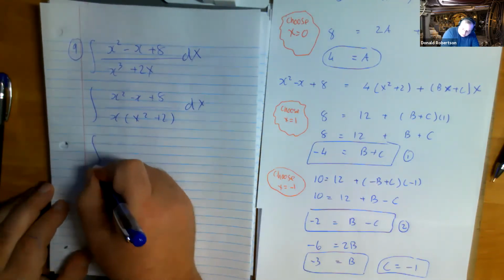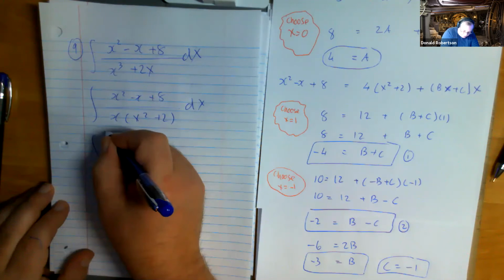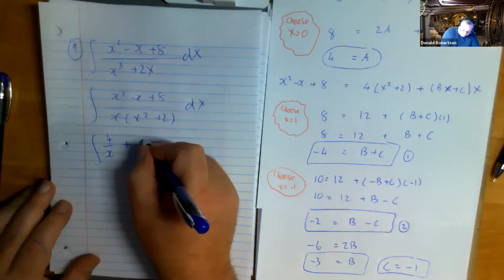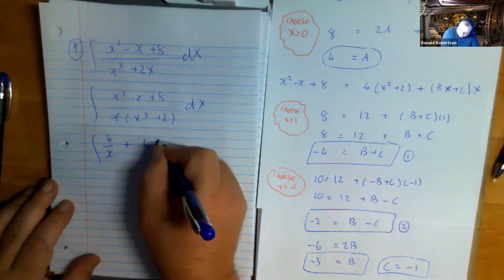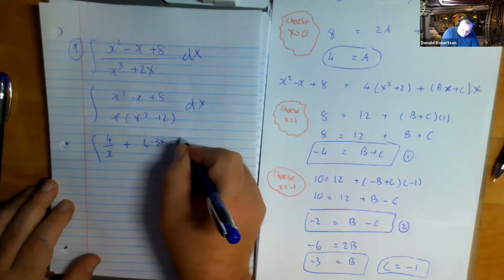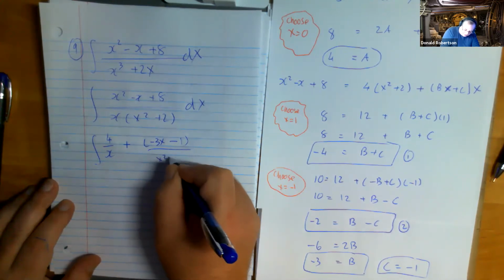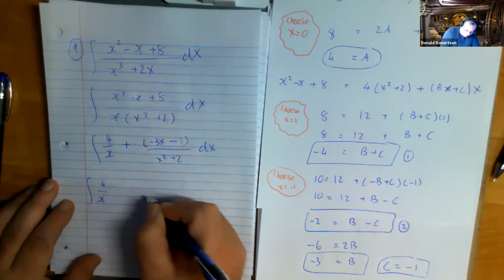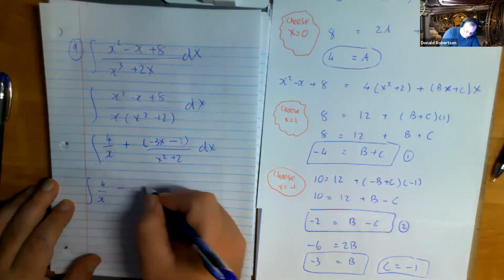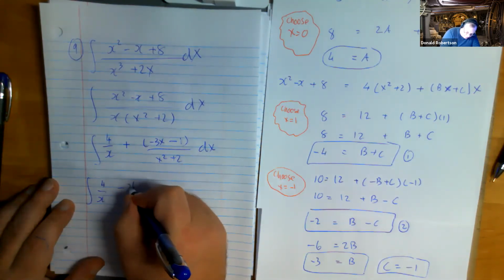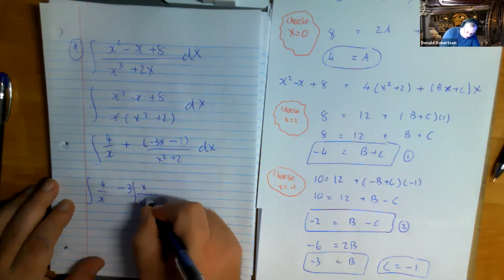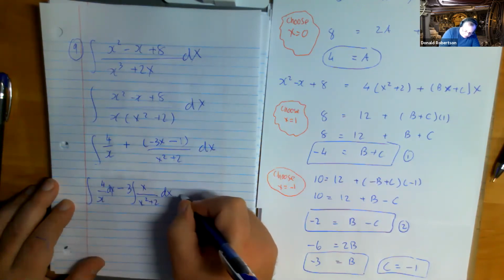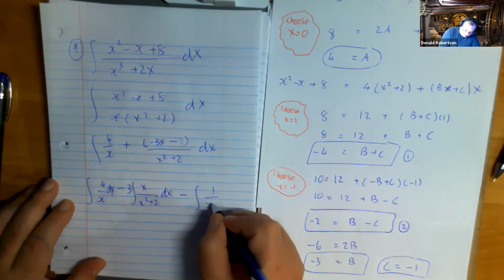So this integral becomes a, which is 4 over x, plus -3x -1, yikes, over x squared plus 2 dx. I will split that up as a 4 over x, the integral of, let's stick the 3 outside, that guy, and that guy.